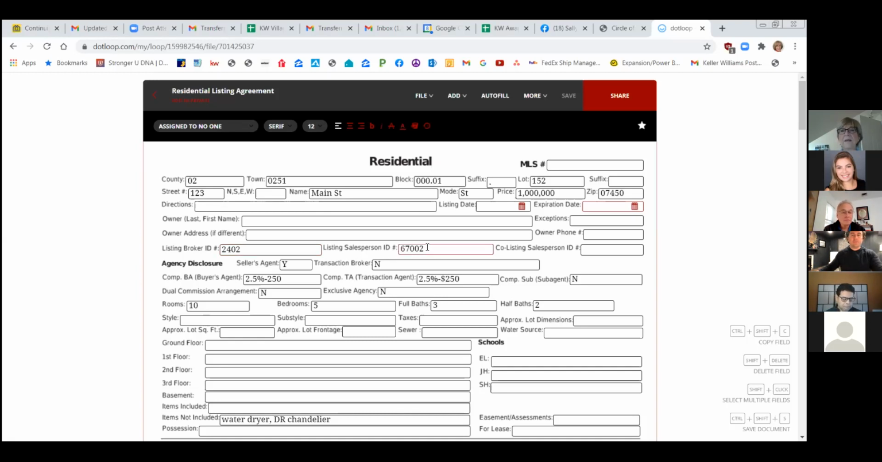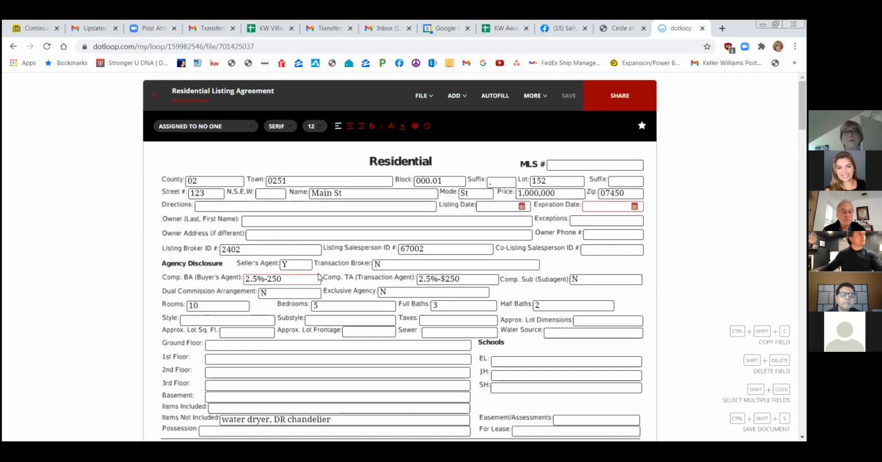This is my salesperson code for New Jersey MLS. Each of you has a code, and you're going to fill your code in. If you're listing it with another person, you're going to put their code in here. Otherwise, you're going to leave it blank. For agency disclosure, you're always going to say yes for seller's agent and no for transaction agent, or Y and N. And then for the compensation.